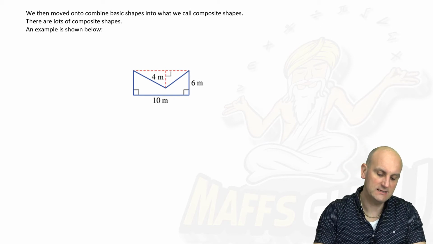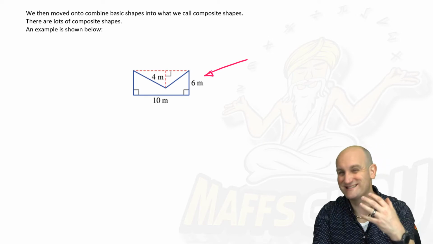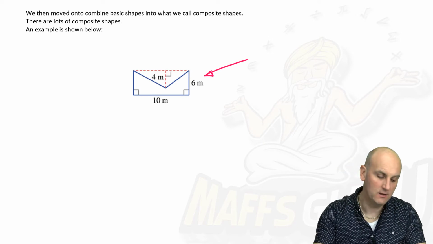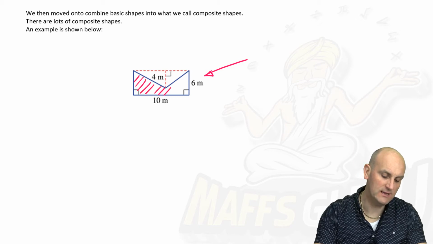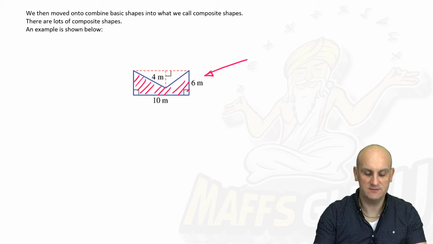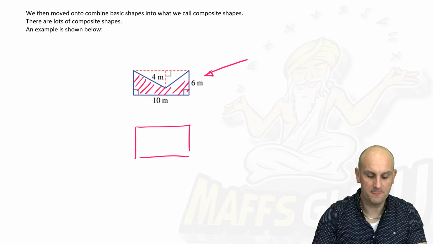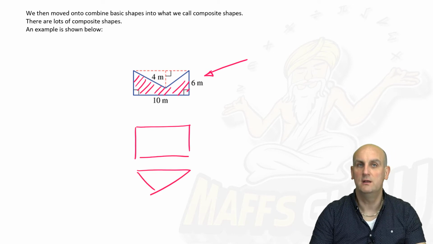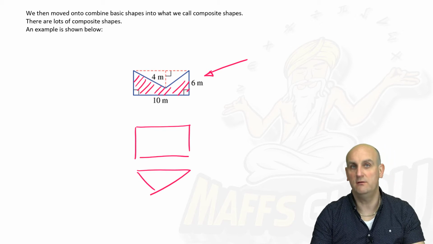All right, and here is an example of a composite shape, probably a more complicated example, but how would you find the area of this shape here? Well, I can see 2 shapes there. I can see a rectangle and on top of it I can see a triangle. Now if it were me, I would find the area of the rectangle, I would find the area of the triangle, and I would subtract them from each other.